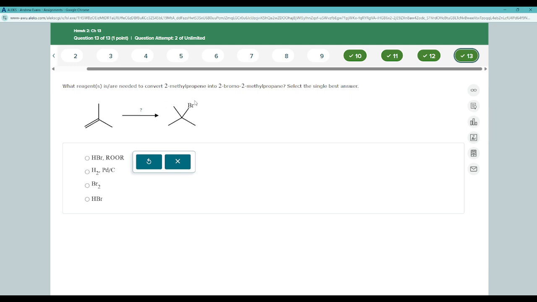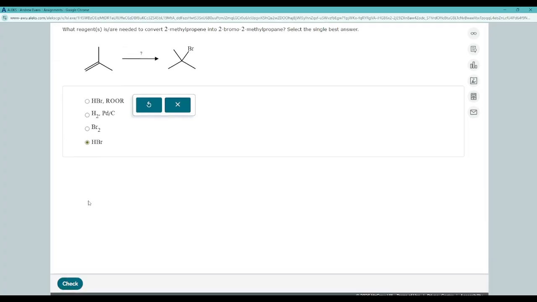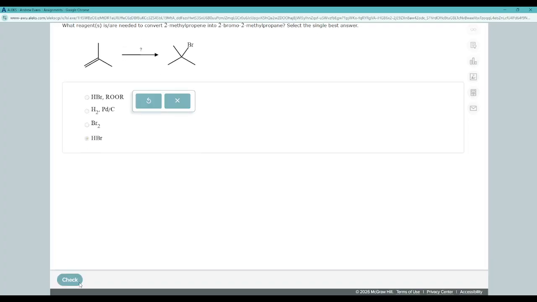How would we make this? How did we add that? Is it Markovnikov addition or anti-Markovnikov? We've added an H here and a Br there. It looks like it's Markovnikov addition. So we're going to just use HBr. Try another one.